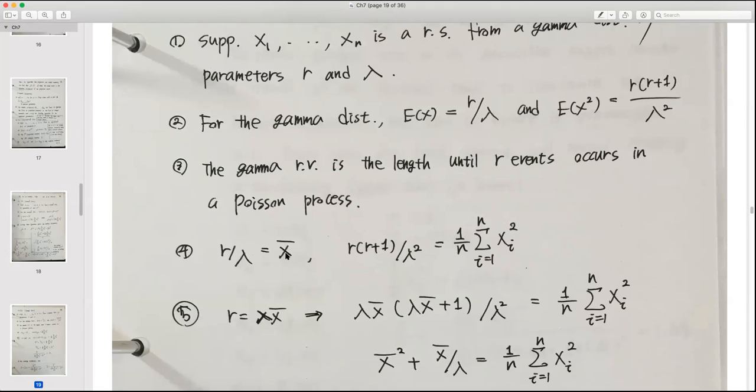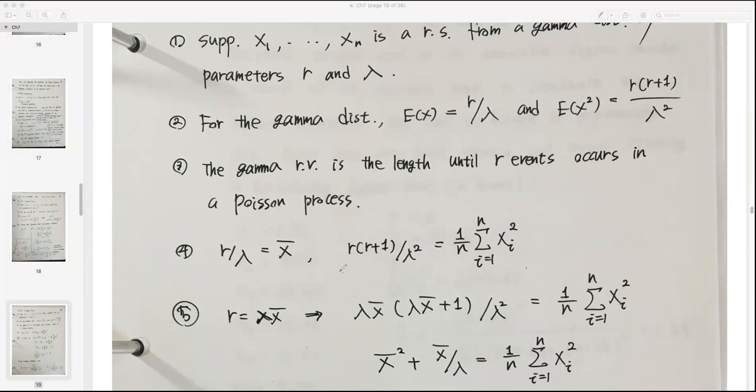In this case, two parameters are involved, r and lambda. So we construct the second equation using the second population moment and the second sample moment. Left hand side.